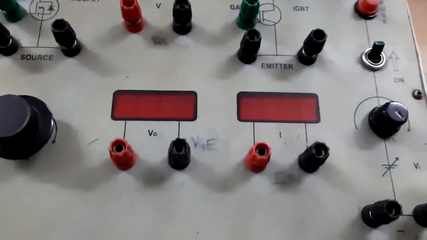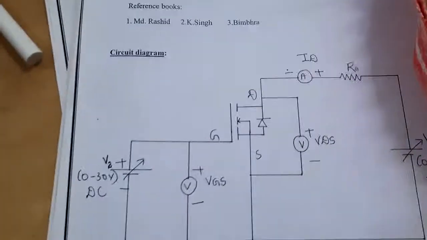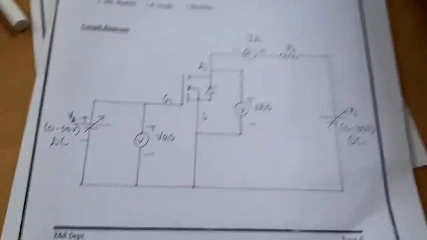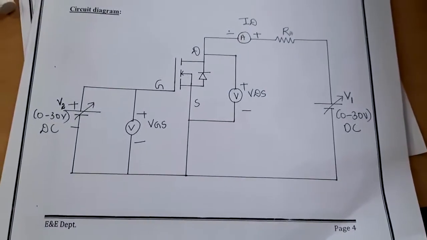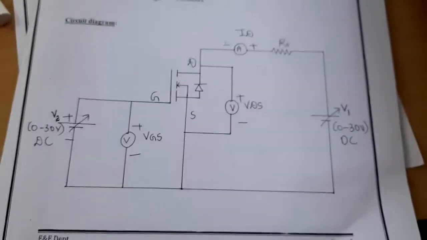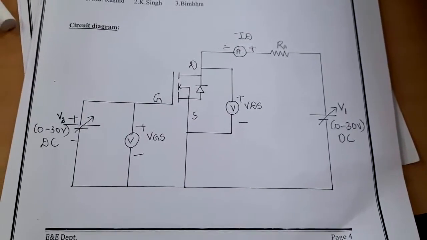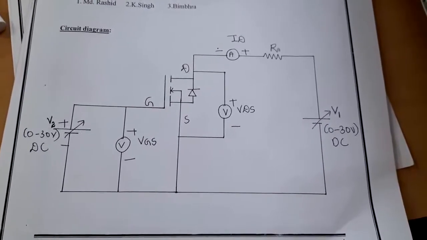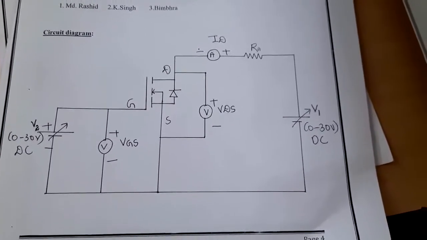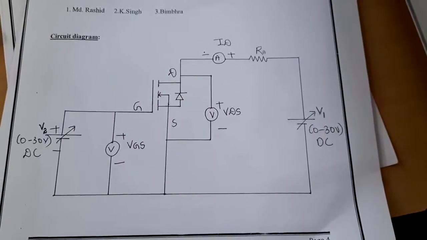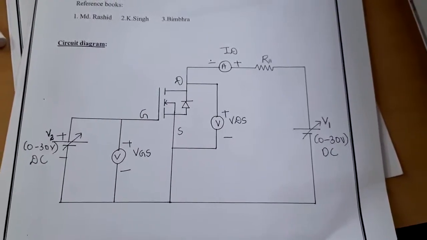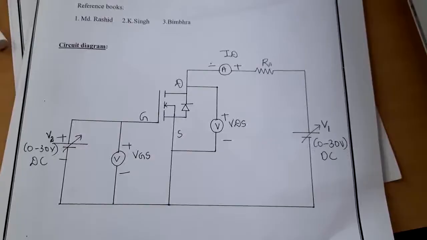So how the connection can be made, we can just look at this particular diagram. The supply voltage, the gate voltage VGS, is connected parallel to the gate and source terminals. After that, the supply VDS or VDC is connected to a resistance RA, then to the ammeter, and from the ammeter it is connected to the drain, right?